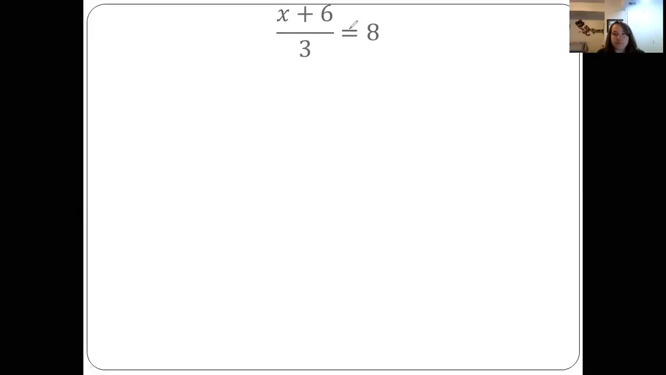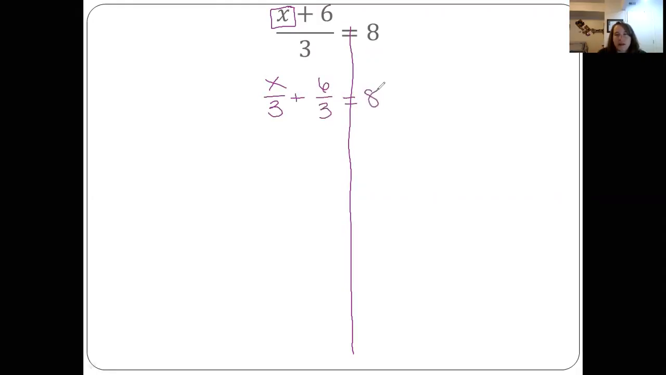So, first step is always drawing the line, identifying where x is. Okay, so I have (x + 6), all of that over 3 equals 8. So if all of that is over 3, that means x and 6 are divided by 3. I can actually rewrite this as x/3 + 6/3 = 8. And 6/3 I know is going to be 2. So I can rewrite this again as x/3 + 2 = 8.